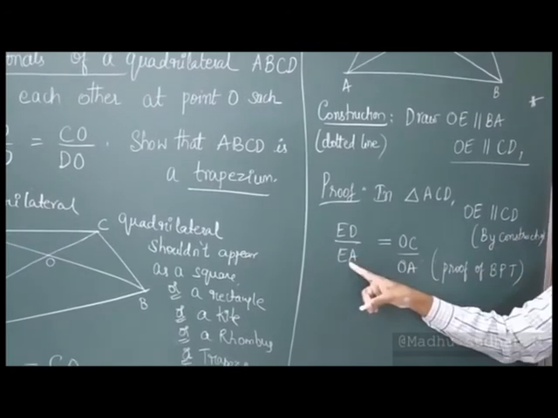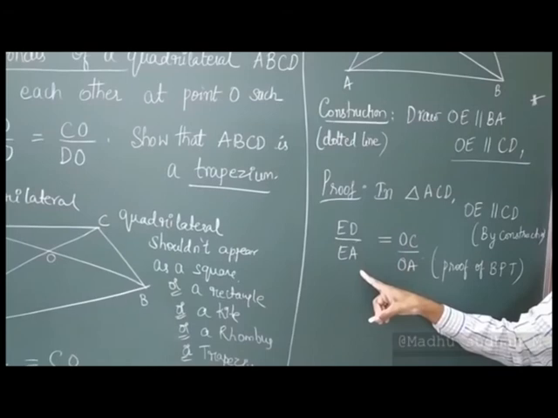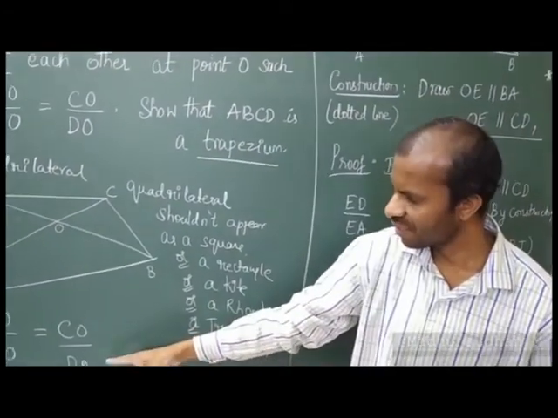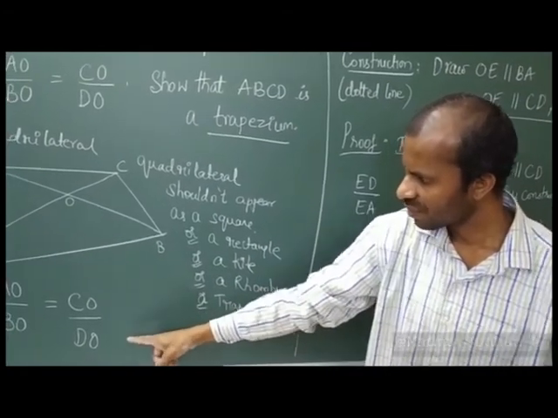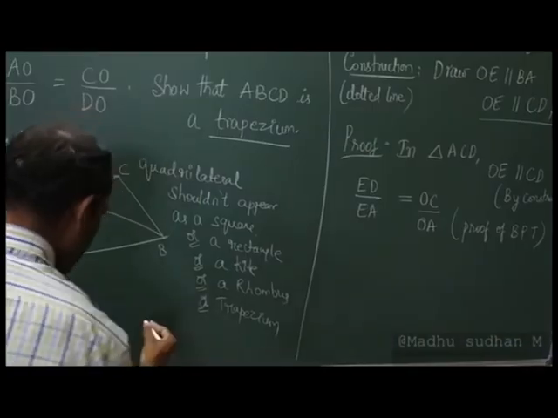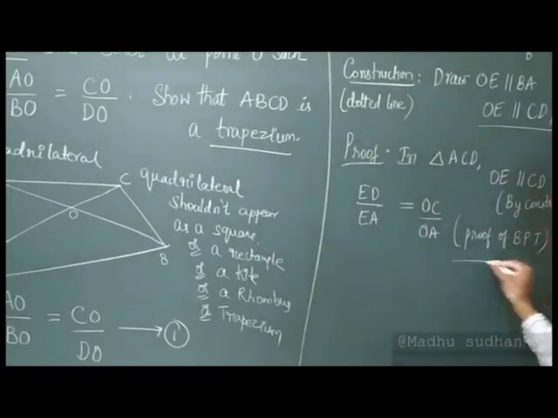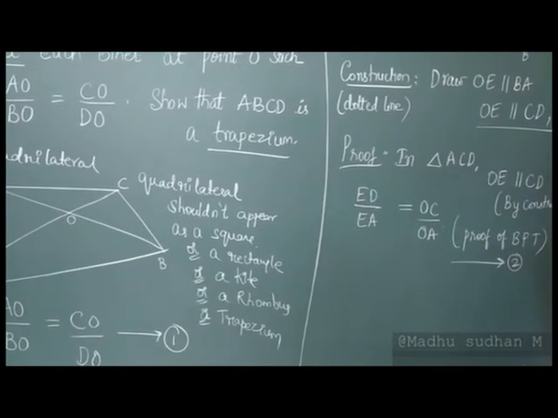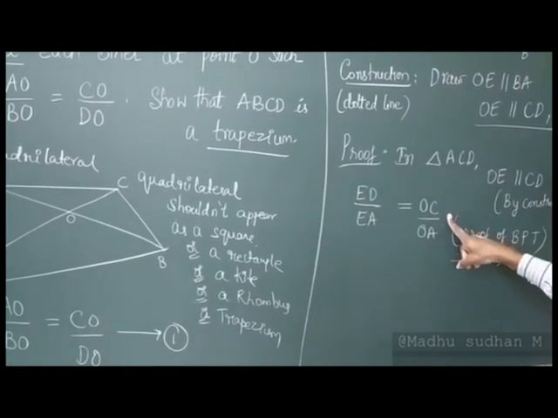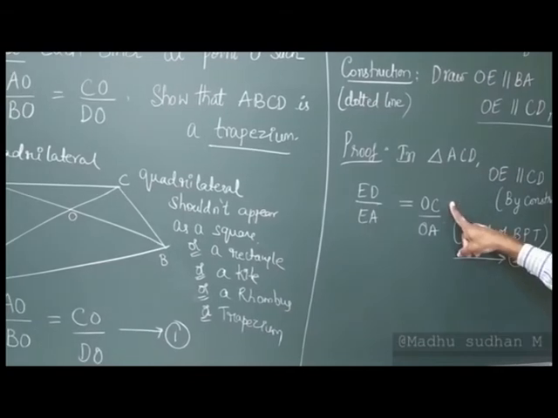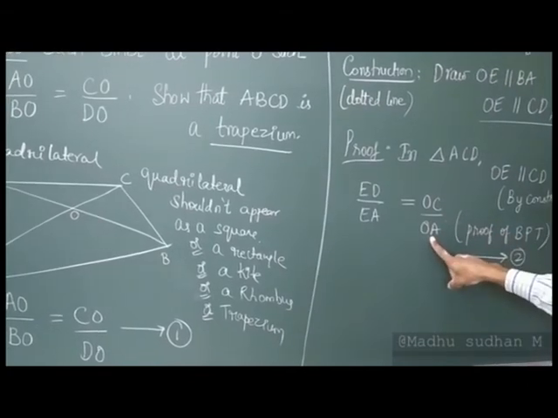See, we have the sides being proportional here, and here also we have the sides being proportional given here. So let me compare this. Let me write this is equation number 1 and this is my equation number 2. So when we compare OC by OA, right? Yes, we can do that.